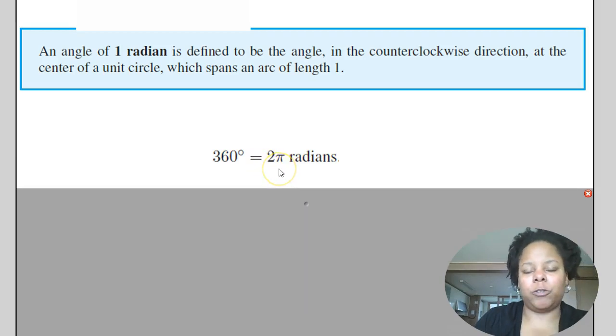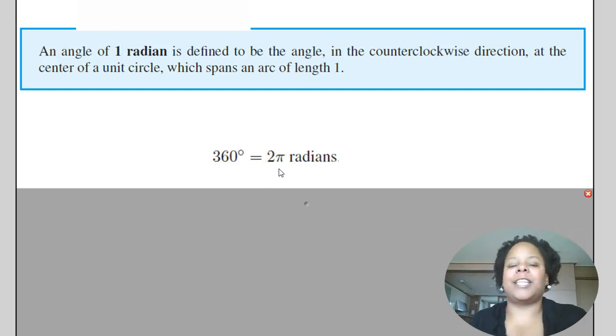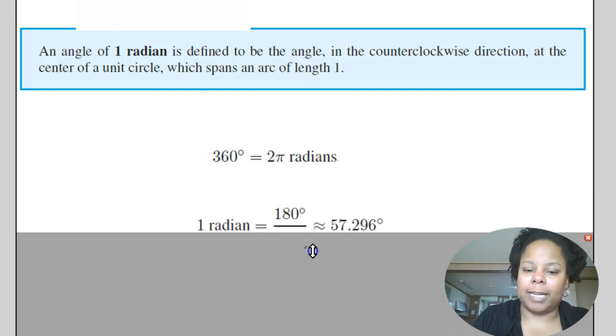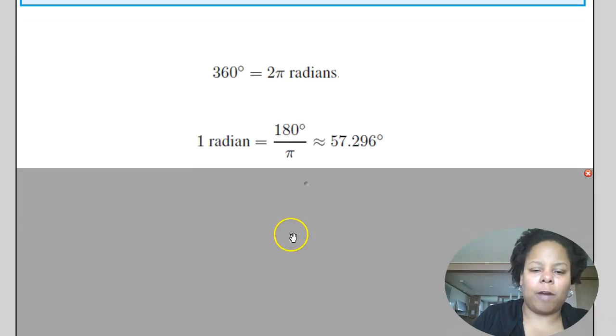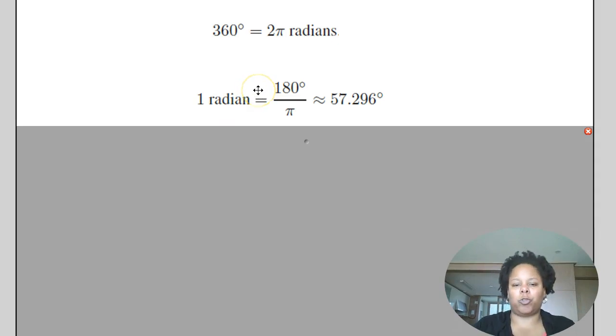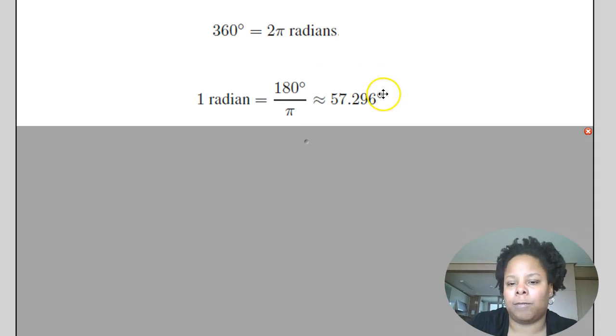So of course we can use the conversion that since the entire circle is 360 degrees and the entire circle is also 2 pi radians, then that's the relationship. You can also use 180 degrees is equal to pi radians or vice versa, and that's sufficient. So however you want to look at it, we use this relationship between the two. So 1 radian is equal to 180 degrees divided by pi, which is how we end up with 57 point something degrees. And we can get that relationship from this relationship.